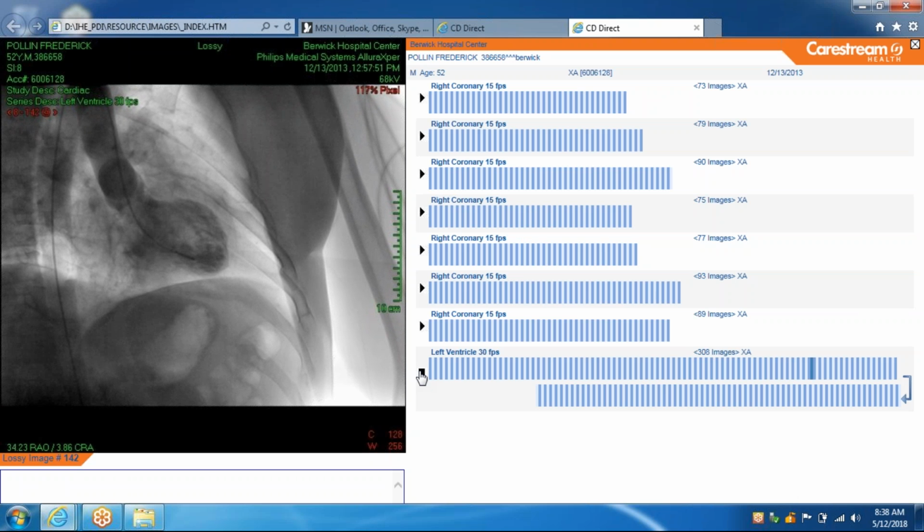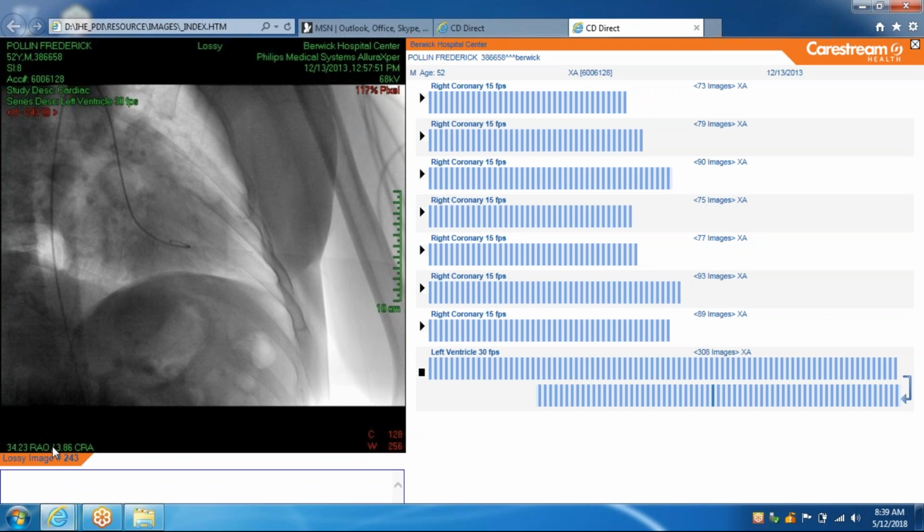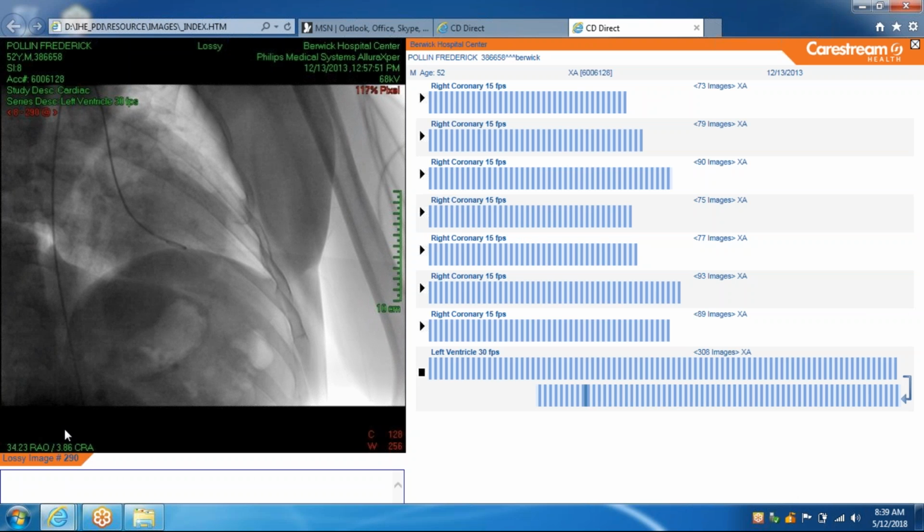Okay, so this is the left ventriculography, and these are the coordinates we use. Roughly, it should be about 30 degrees RAO with no cranial or caudal angulation. This coordinate, however, is 34 degrees RAO, right anterior oblique, and there is a little cranial angulation there, about 4 degrees. So this is another normal study. Again, you need to know what the normal studies look like so that when you have an abnormality, you can pick it up right away.